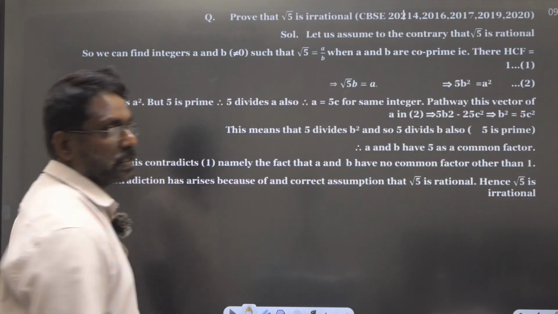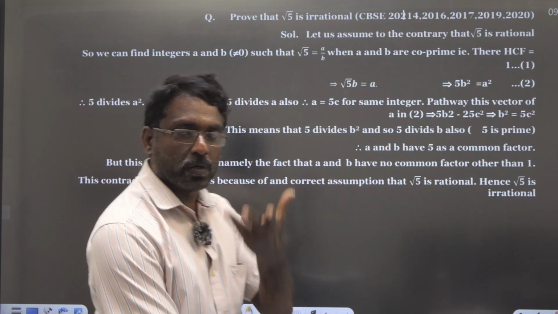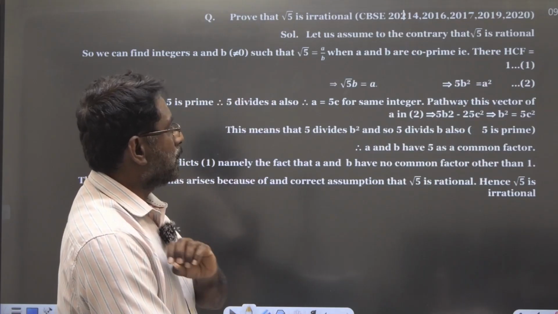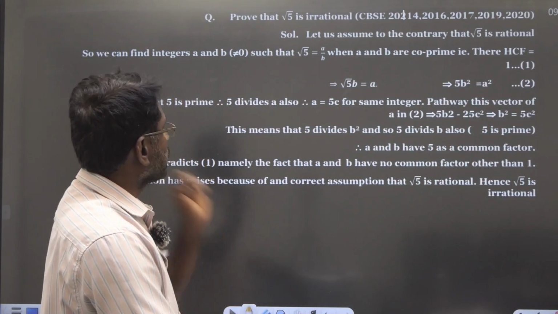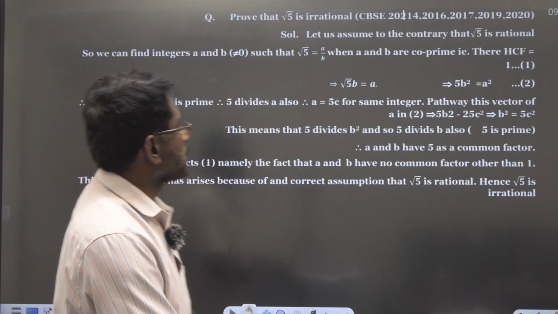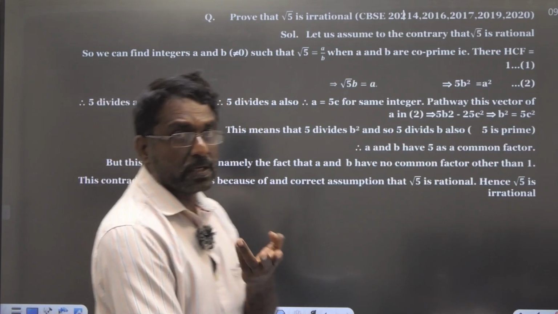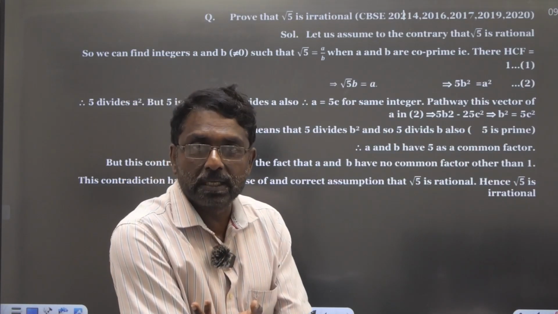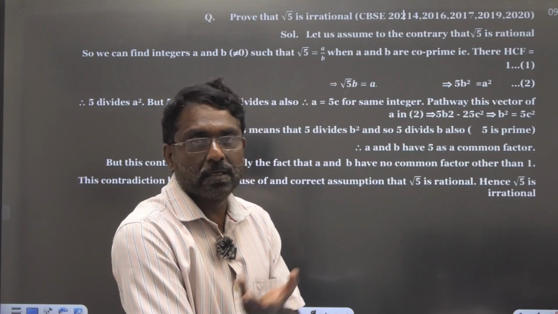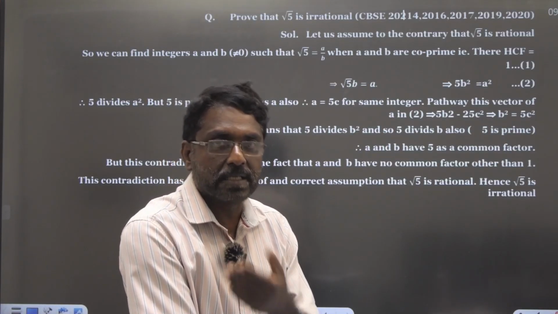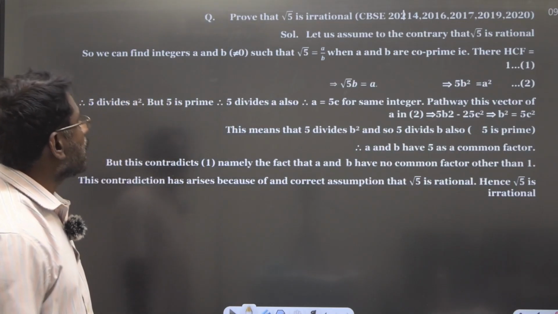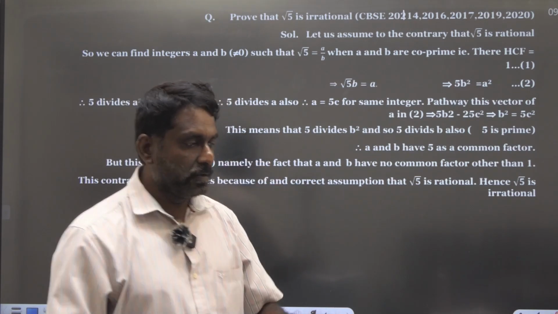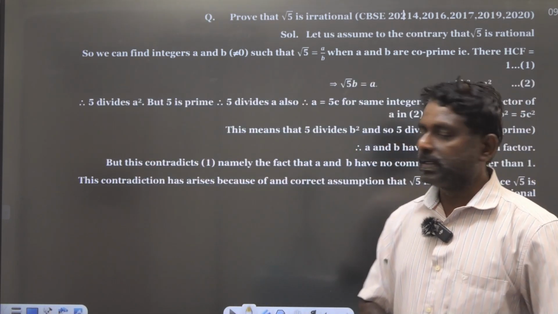Very, very important question. It can be root 5 or root 2 or root 3 or root 7 or root 8, etc. All are the same type of questions. Here we are going to discuss: prove that root 5 is irrational. Similar questions you can expect: prove that root 2 is irrational, prove that root 3 is irrational, prove that root 7 is irrational, etc. Okay, how can we prove that root 5 is an irrational number?